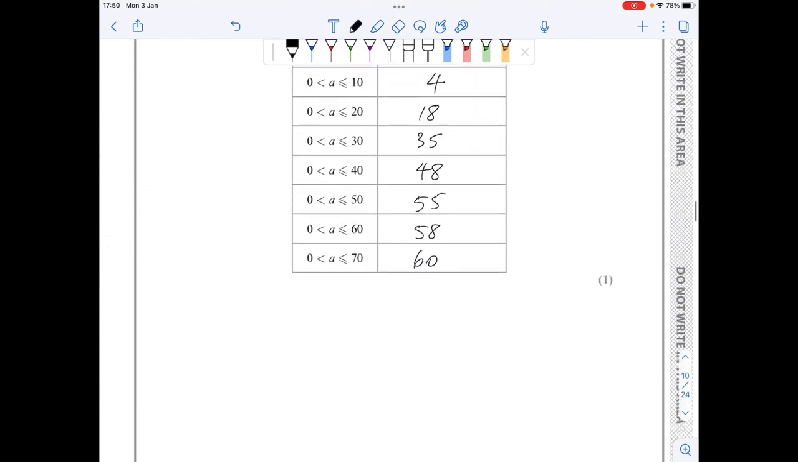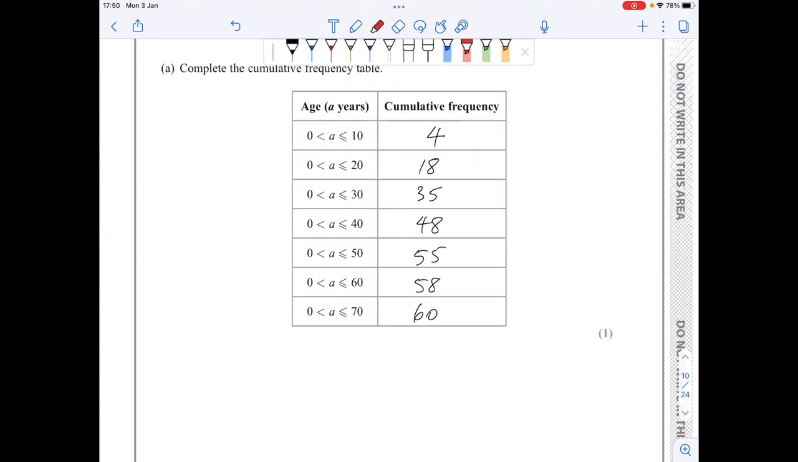Note that my x coordinates are the upper bounds of each category, and my y coordinates are the cumulative frequencies. Once I put the points on the grid, I can join them using a curve or straight line segments.